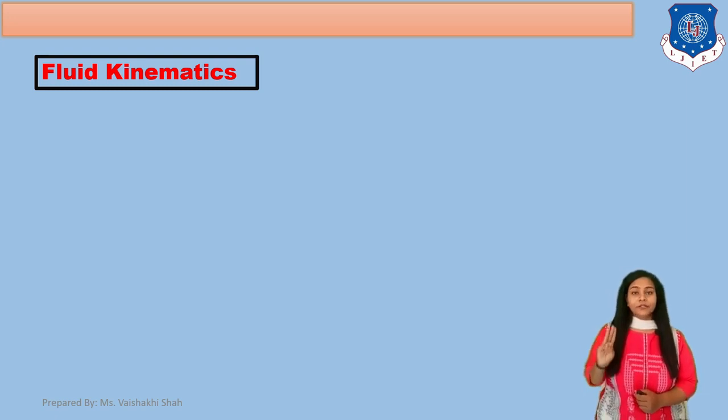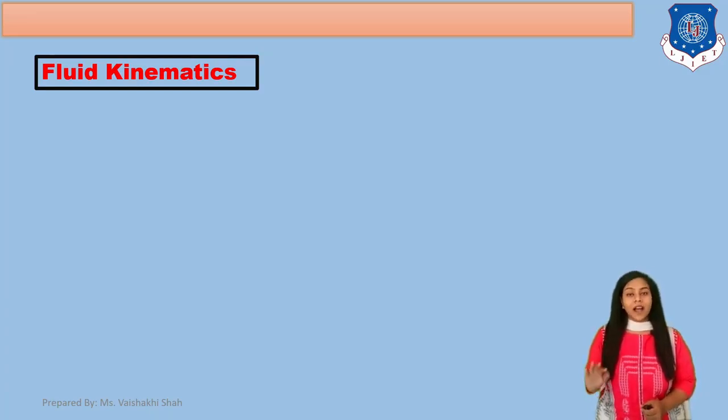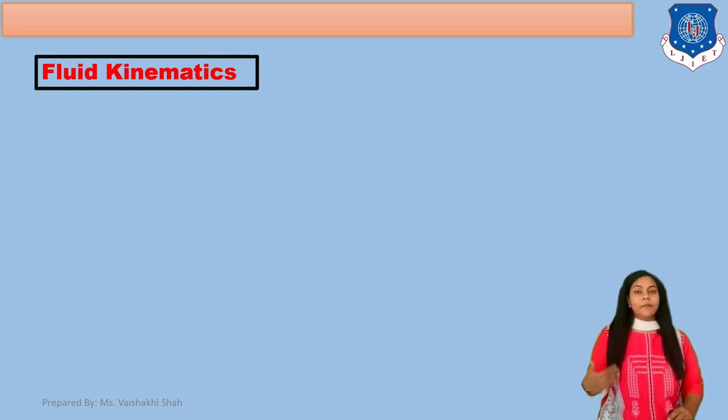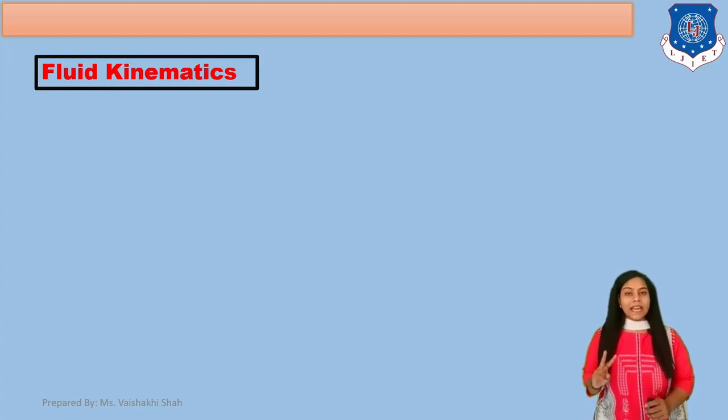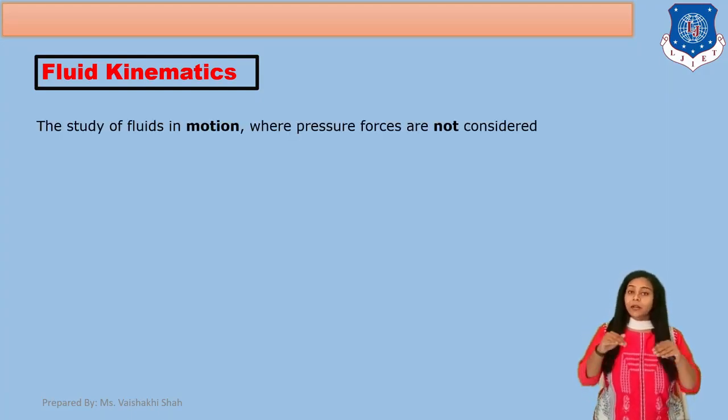There are mainly three branches of fluid mechanics. The first branch was fluid static. Till date, we studied all the chapters where the fluid was in steady condition, at rest. That branch of fluid mechanics is called fluid static. Now the second branch of fluid mechanics is fluid kinematics, in which the fluid is in motion.